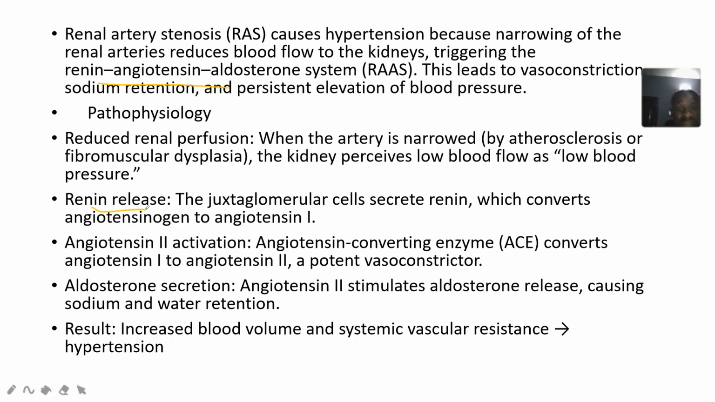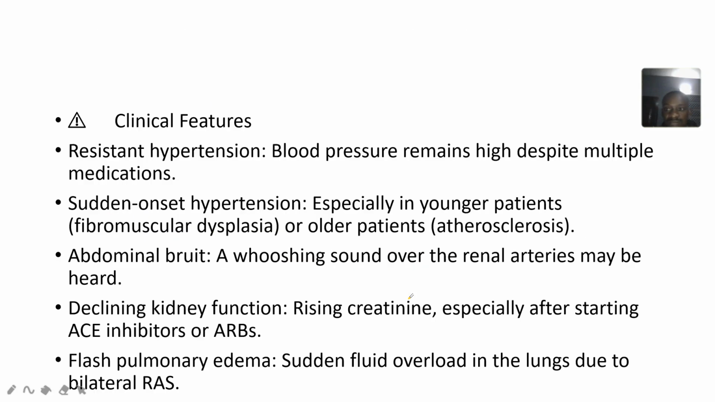So it releases renin. The juxtaglomerular cells will secrete renin. Renin will become angiotensin 1. Angiotensin 1 will be converted by angiotensin-converting enzyme to become angiotensin 2. Okay? Then aldosterone secretion. Angiotensin 2 will stimulate aldosterone release, causing a lot of sodium and water to be retained back in the body. So you can see how this condition complicates itself by itself.